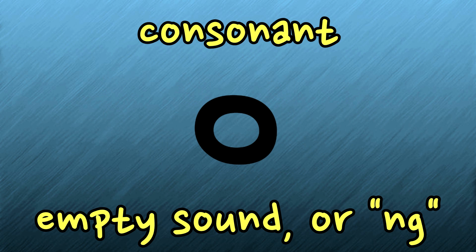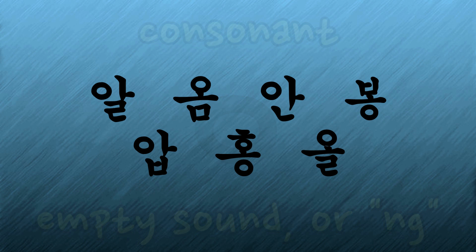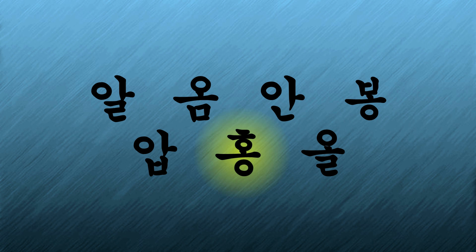So at the start of a syllable, this consonant has an empty sound, and at the end of a syllable, it has the sound of ng. Here are a few more examples that you can read for practice. You can pause the video here. And here are the answers. 알, 옴, 안, 봉, 앞, 홍, 올.